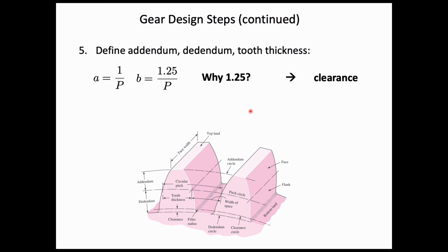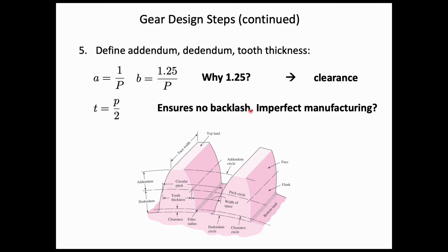Tooth thickness is pitch divided by 2. This helps make sure we don't have any backlash. There are some issues if we have imperfect manufacturing. We could end up with some backlash or difficulty in meshing if the size is too large.